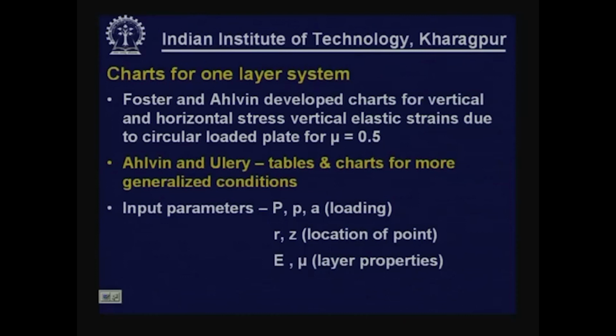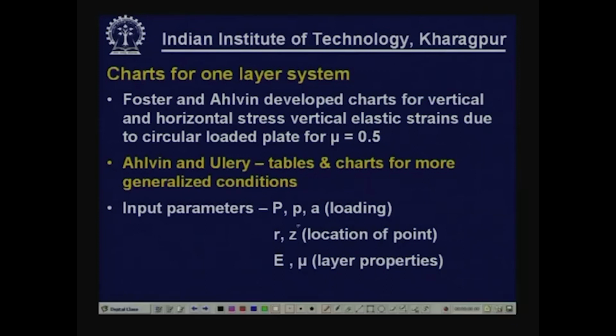The input parameters that are to be considered for solving elastic half space will be the load that is applied, the contact stress. Once we have these 2 parameters, we can of course calculate the radius of load contact area, assuming this to be a circle, and the location of the point at which we are trying to analyze stresses and strains, and of course the elastic properties of the layer, that is elastic modulus value and Poisson ratio value of the layer.